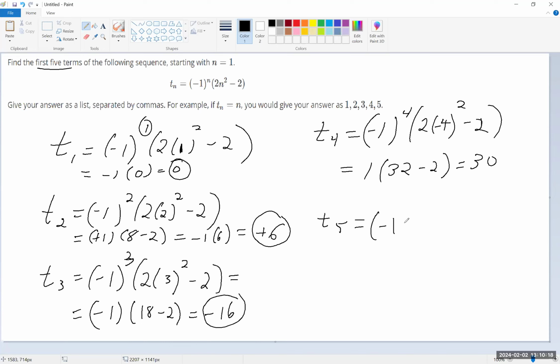And then -1 to the fifth power times 2 times 5 squared minus 2. That's -1. 5 squared is 25 times 2 is 50 minus 2 is 48, so it's -48.